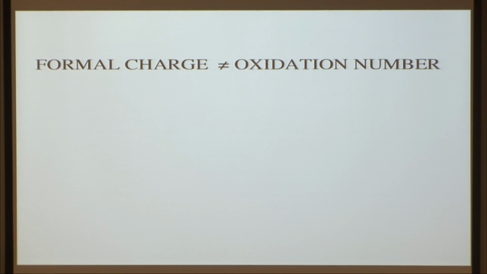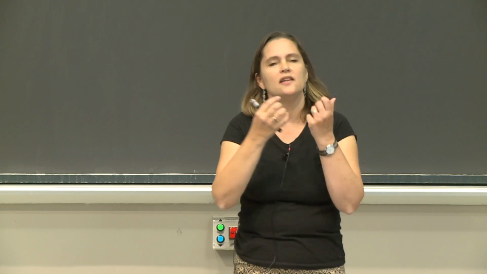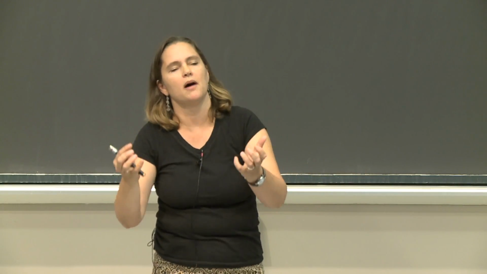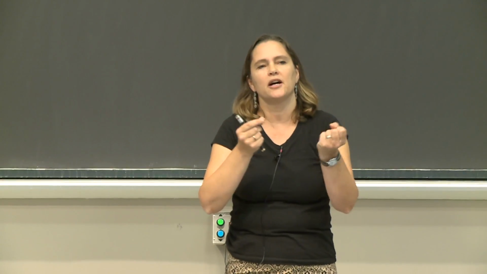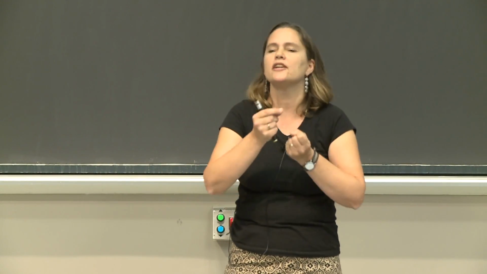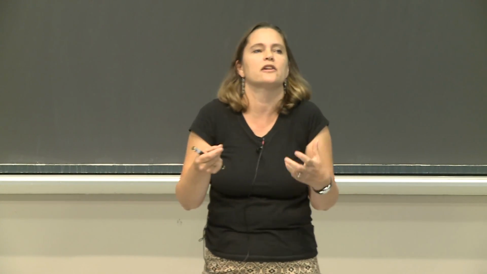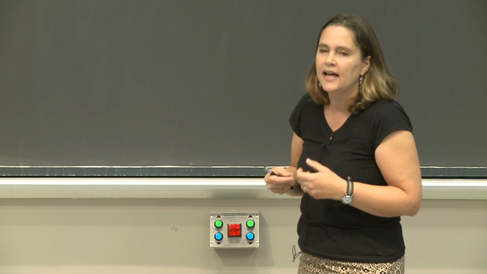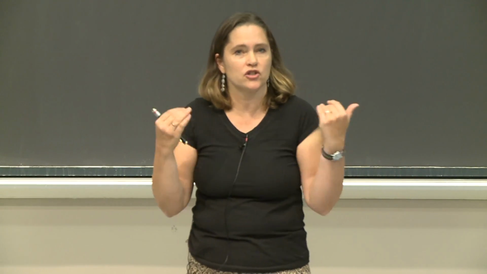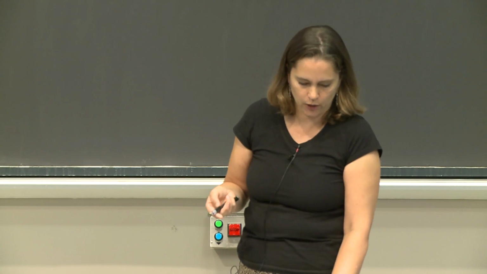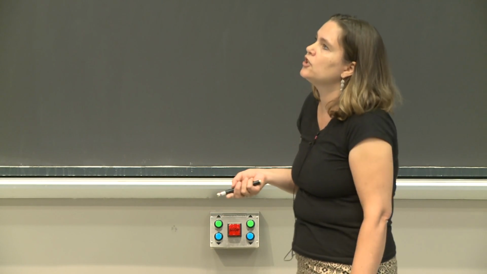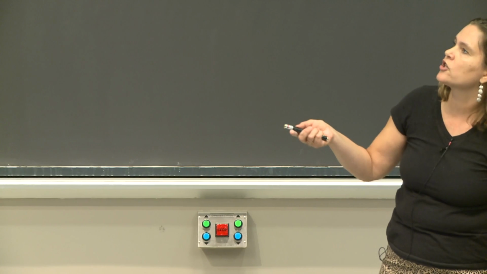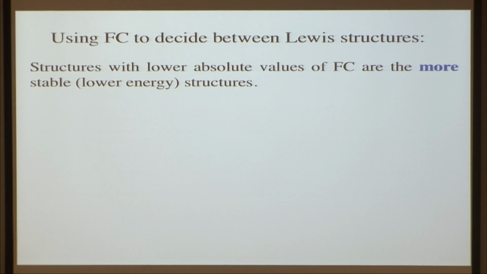It's something special. It tells you, in this arrangement of atoms in the molecule, did this atom come up with a little bit more at the end or a little bit less, depending on where it started from and where it is. And we want in these structures for the formal charge to be low. So we can use formal charge to decide between Lewis structures.